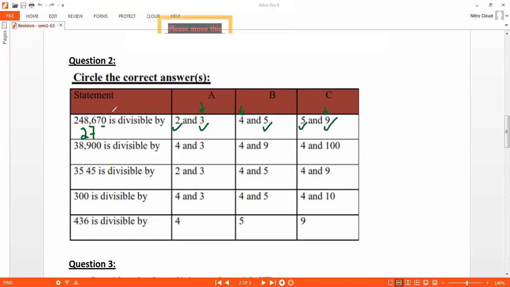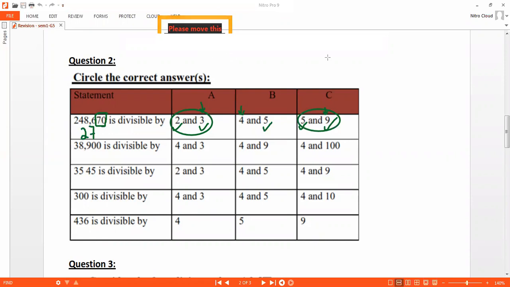So I still need to check if this number is divisible by 4. The ones and the tens together are 70. 70 is not divisible by 4. So the correct answers, as you can see, are A and C. Both of them are correct.